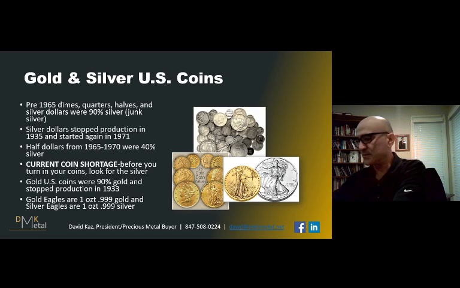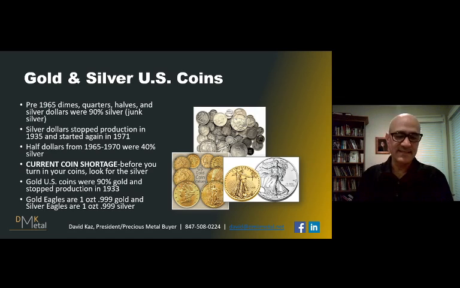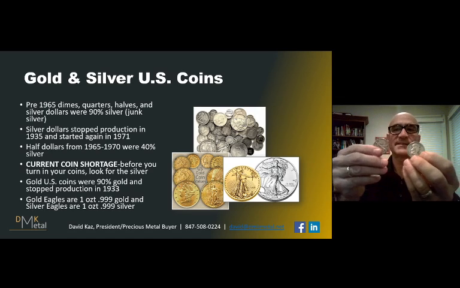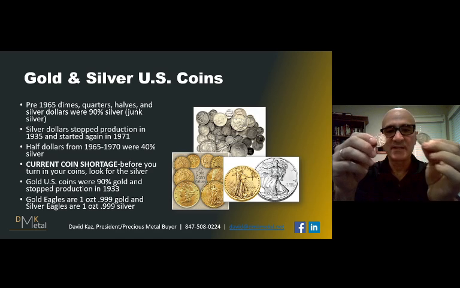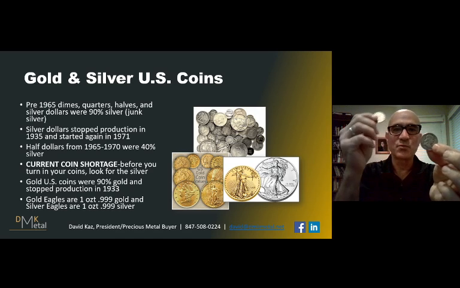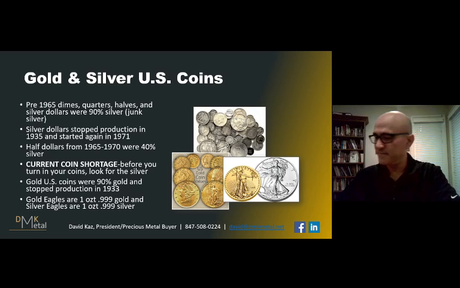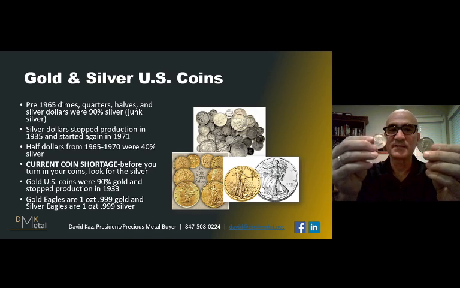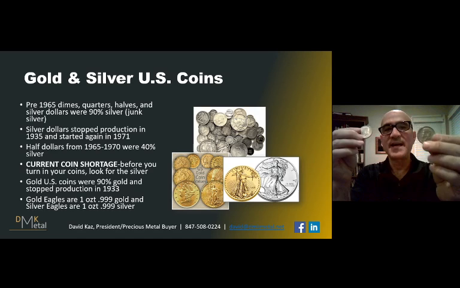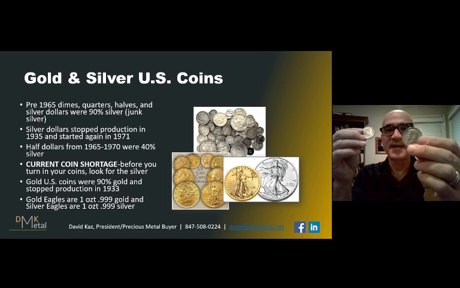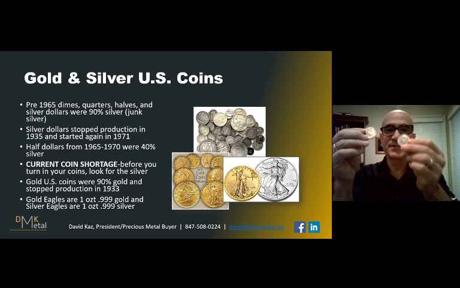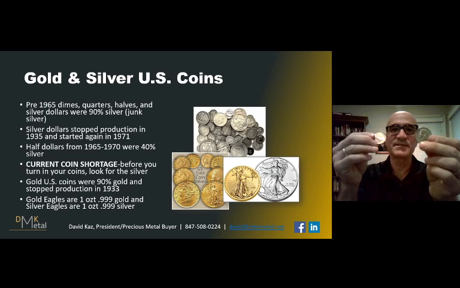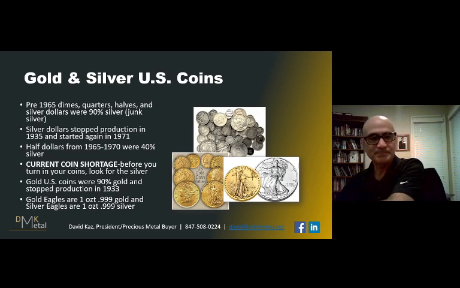Now half dollars: 1964 was the last year that half dollars were 90% silver. Here's a Walking Liberty, a Franklin half, and two Kennedy halves. The 1964 Kennedy half was 90% silver. From 1965 through 1970, the half dollar was 40% silver, so there was still silver in it, just less than half the silver of a 1964.